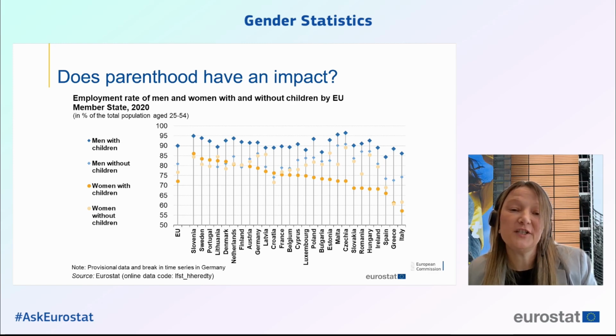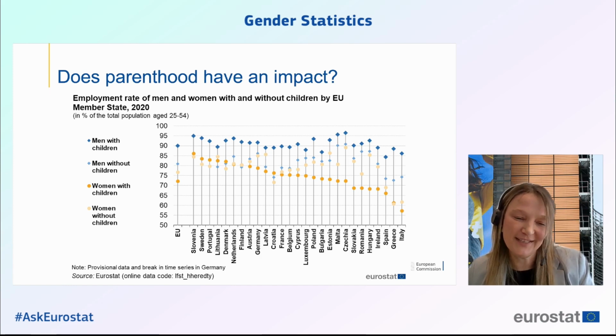So the presence of children in the household seems to play a key role in the share of employed men and women. In the EU, 90% of men with children are employed, but only 81% of men without children are employed. And among women, this is clearly the opposite. Women without children are more likely to be employed than women with children. So the presence of children seems to negatively impact the employment of women, but at the same time, it positively and significantly impacts the employment of men.